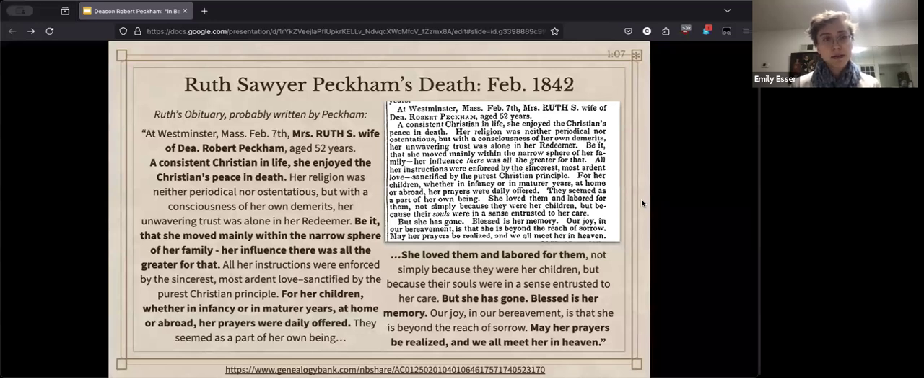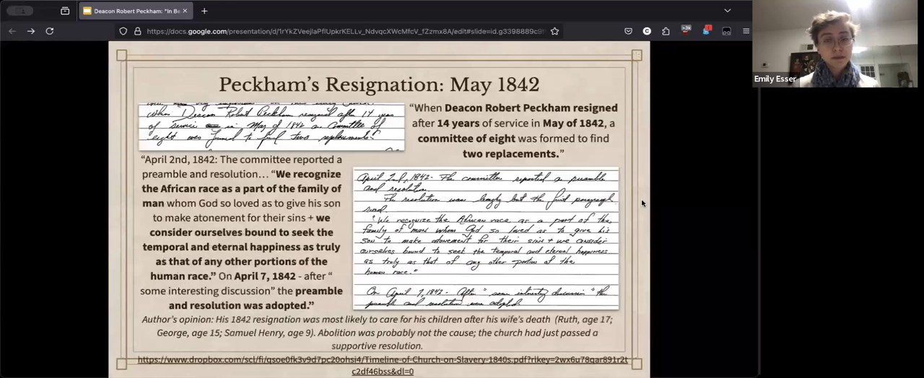So, a really beautiful obituary, very, very sad. He was very much grieving his wife. And this is probably why he resigned a couple of months later as deacon from his church. It has been speculated that his resignation had to do with the abolition issue. That doesn't appear to be the case, actually. He did split with the church because of this, but his resignation from the deaconship itself appears to be so that he would care for his family.